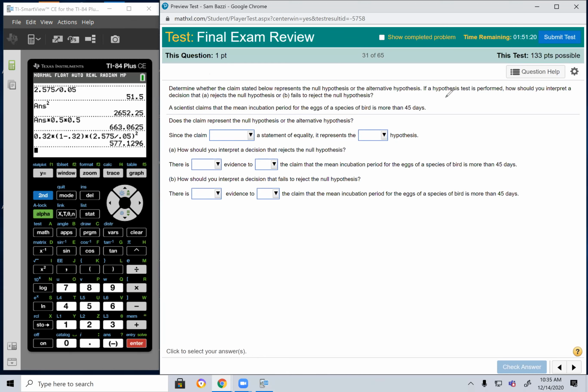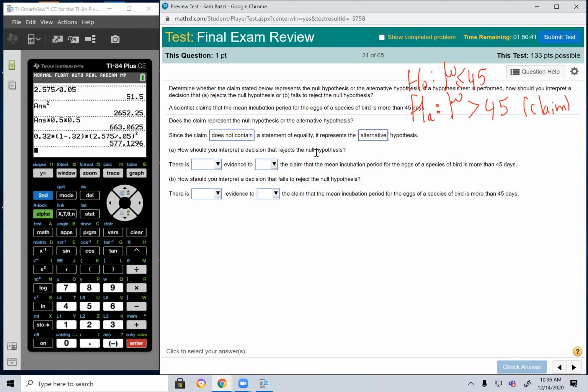Okay, guys, you agree that the claim is in HA or H1? That's HA. And if you want to write H0, it will be this. Okay. Does the claim represent the null or the alternative hypothesis? Since the claim does not contain a statement of equality, so if the claim doesn't have equal, less than or equal, greater than or equal, it is in the alternative hypothesis.